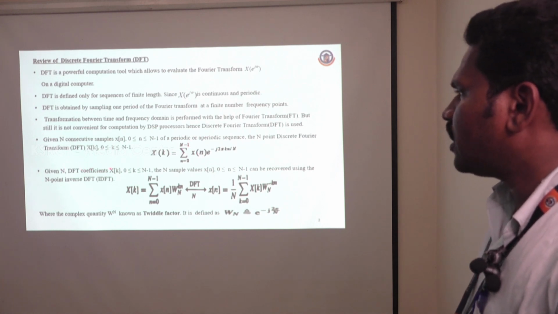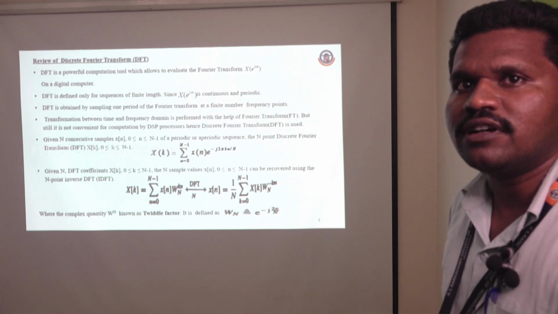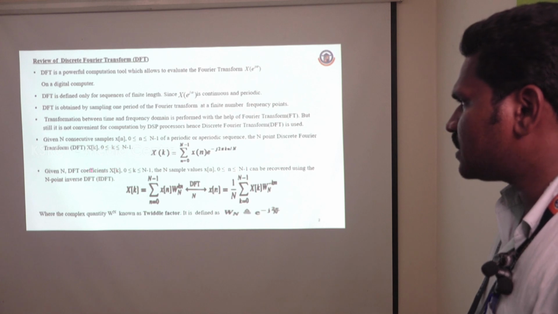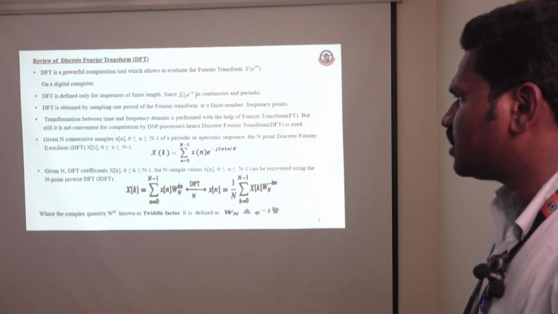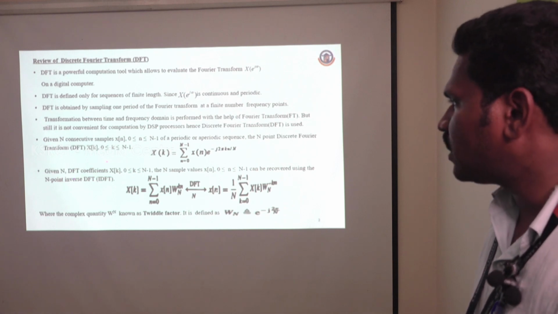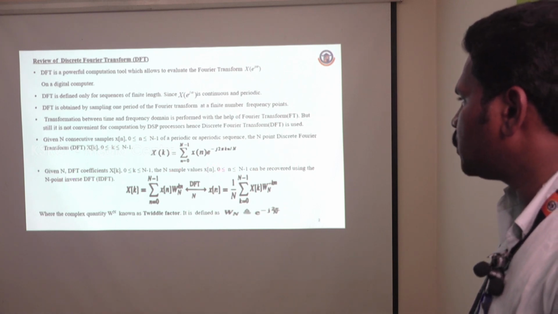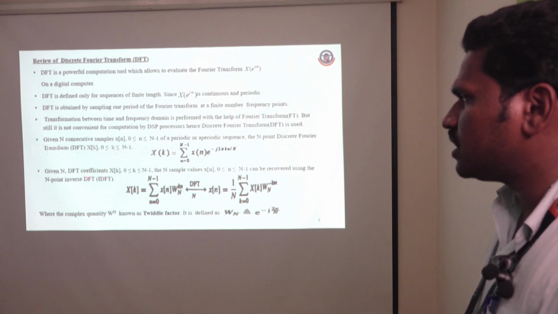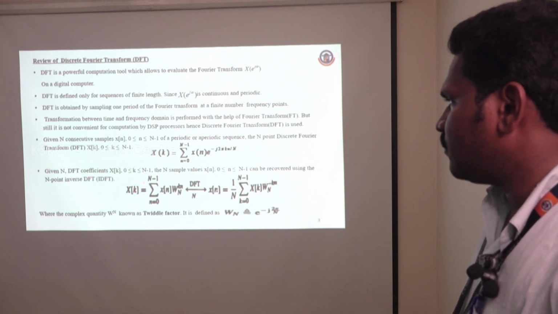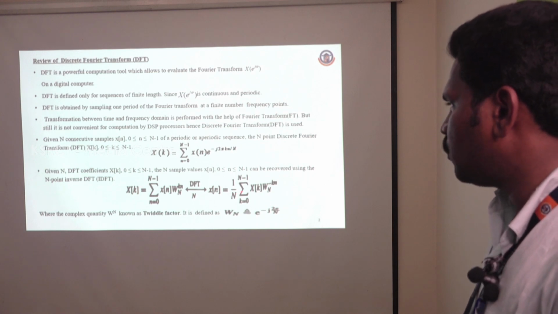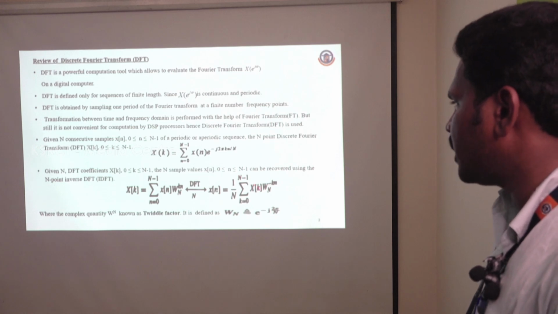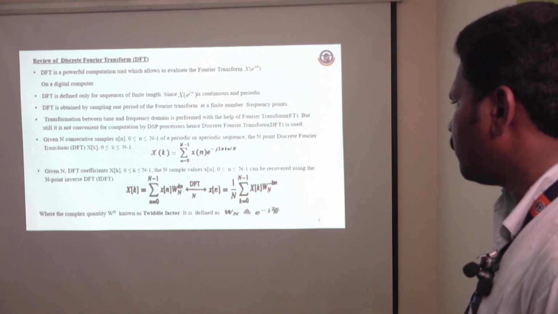Similarly, if you want to find the IDFT, inverse discrete Fourier transform, how do we get it? Here for the DFT you take N samples, and the DFT coefficients X of k are taken, where k varies from 0 to N minus 1. From these, the N samples x of n can be recovered by using the N-point inverse discrete Fourier transform, that is x of n equals 1 by N summation over k from 0 to N minus 1 of X of k into W suffix N power minus kn.